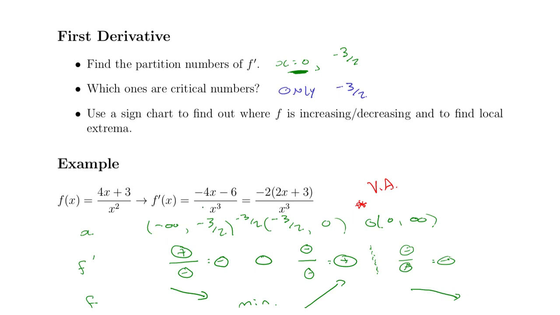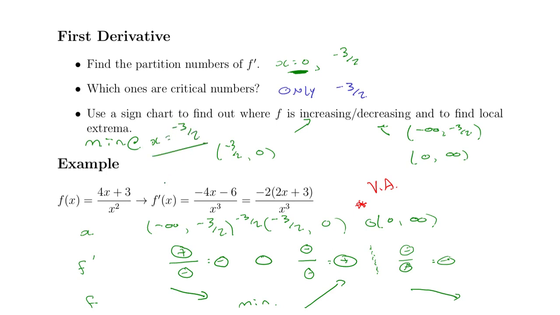So it's going to increase on negative infinity to -3/2, and, sorry, that's wrong. It's going to decrease on that interval. So it's going to increase on -3/2 to 0, and it's going to decrease on negative infinity to -3/2 and 0 up to infinity. And we have a local min at x equals -3/2. There we go. We'll find the y value later when we go plot it. But that's everything that we need to know about the first derivative for now.